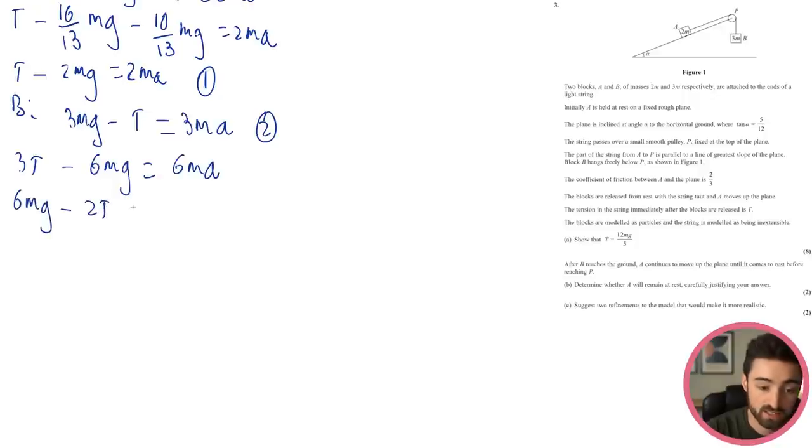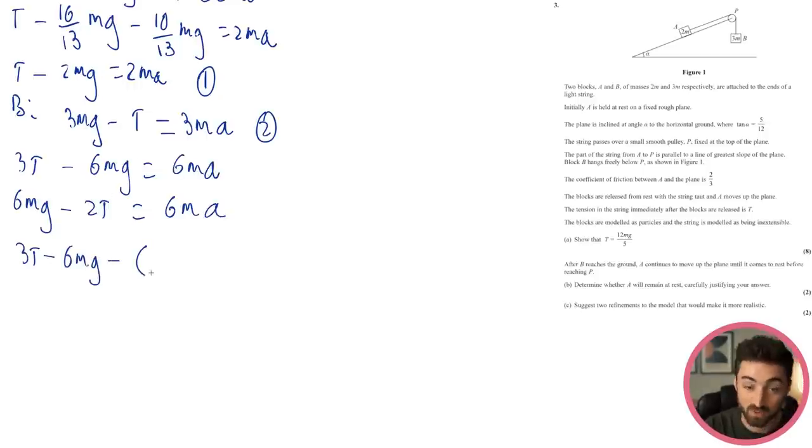minus 2T equals 6ma. We now know that if we were to take these equations away, these 6ma's are going to cancel, and I'm going to be left with an equation just in T. So why don't I do this one take away this one? So I'm going to get 3T minus 6mg, and then minus, make sure you put a bracket here, 6mg minus 2T.